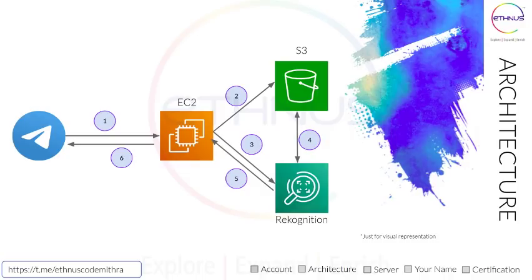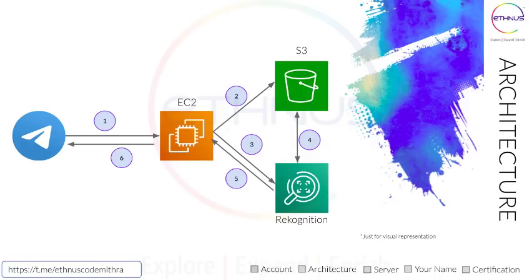Now once EC2 accepts the image, EC2 puts the image on a bucket. So bucket is nothing but a storage medium, right? It's just a storage. Now EC2 will store that image to a bucket which is inside S3. S3 is simple storage service. That's why it is a storage service.